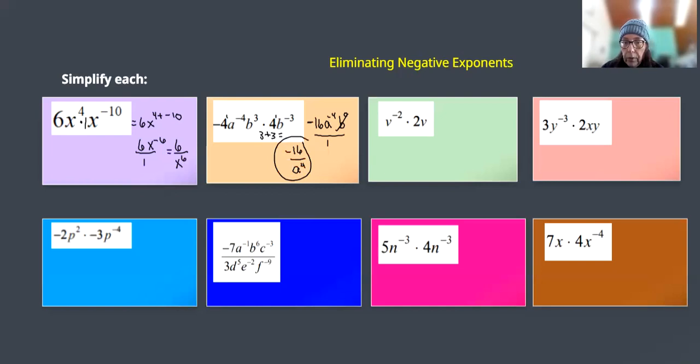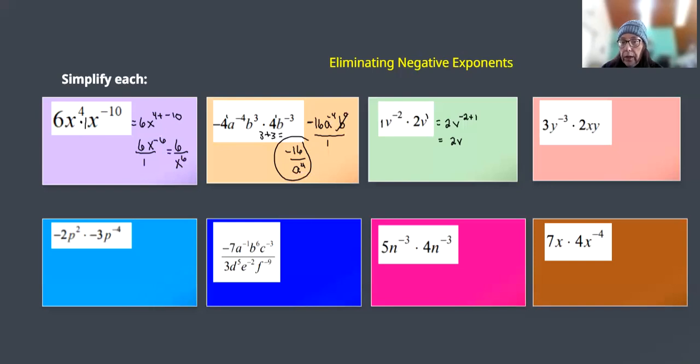I'm going to put a 1 in front of here. I'm going to put a 1 here. 1 times 2 is 2. Then we've got V. We're multiplying, so we add the exponents, -2 plus 1. So I got 2V. -2 plus 1 is -1.